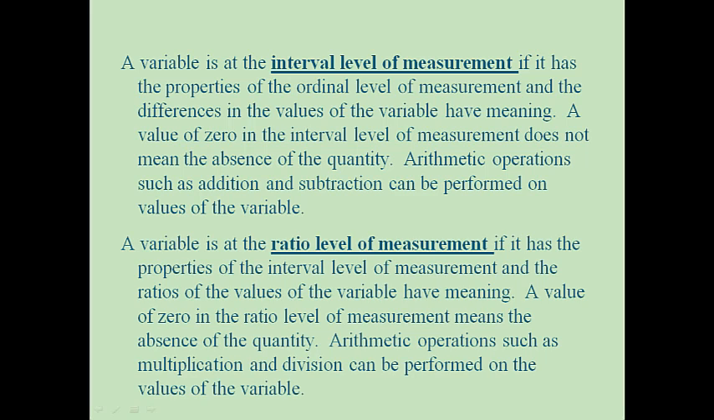The last level is the ratio level. It has all the properties of the interval level, and the ratios now of the values have meaning. Also, a value of 0 does mean the absence of the quantity. So for instance, if you have been present 0 days, then you haven't been present. Also, arithmetic operations such as multiplication and division can be performed.